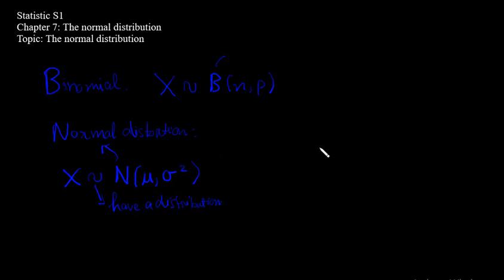If we have something like this, X distributed as N(10, 29), we know that the mean will be 10 and the square of the deviation, which is the variance, is equal to 29.